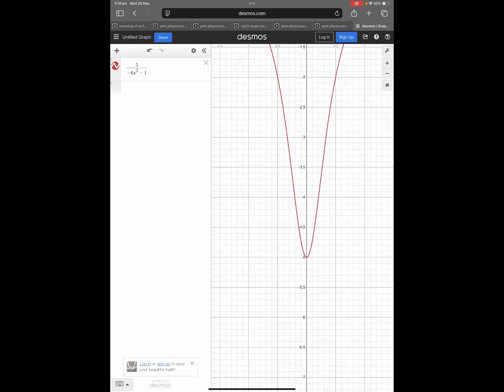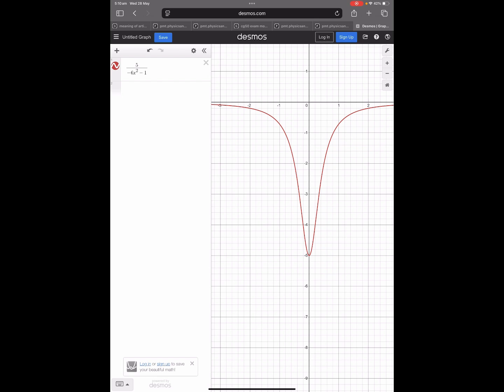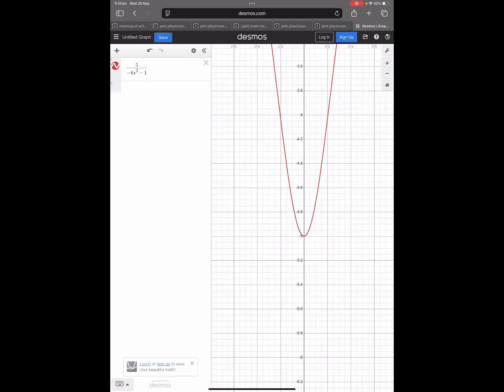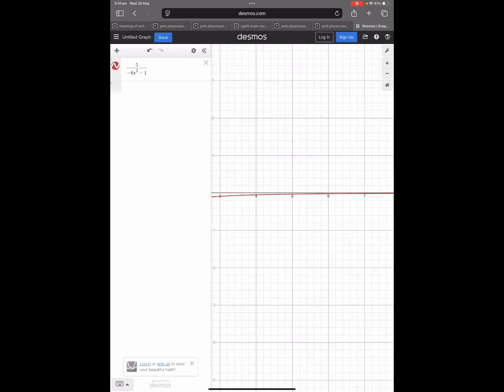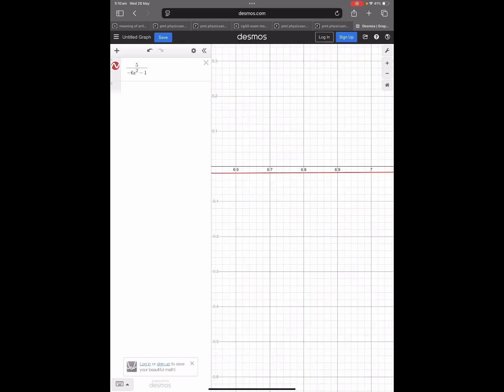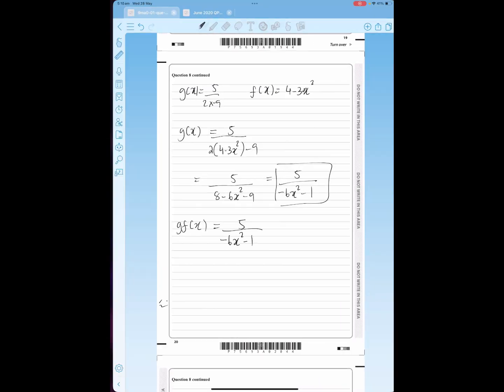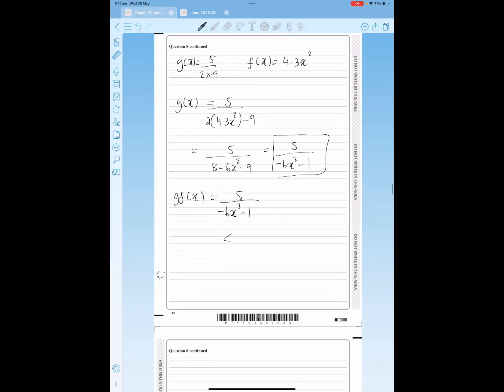So gf of x always has to be greater than or equal to minus 5. Because as you can see from the graph, if I can trace over it, it does actually touch minus 5. One sec. Yep, there we go. When x is 0, then y is minus 5. So it's touched minus 5, but it never touches 0. There's an asymptote at 0. So our range would be greater than or equal to minus 5, but less than 0.